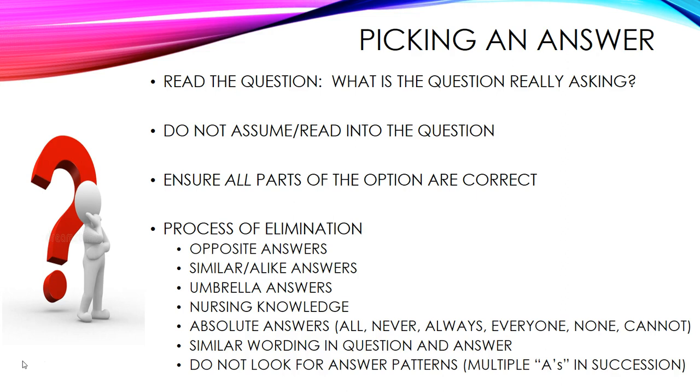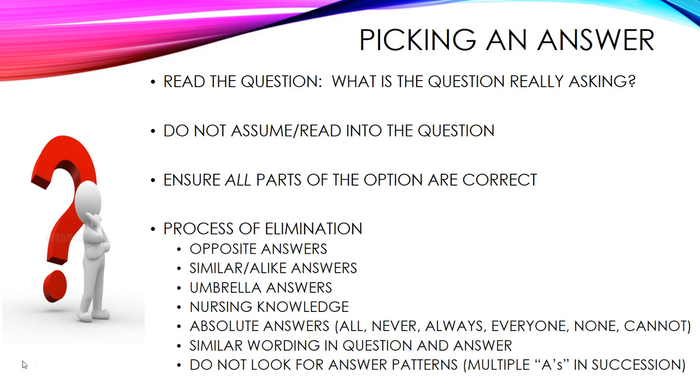Another important part is to ensure all parts of the option are correct. If you have a question where it gives you, for instance, 2 symptoms with each answer, make sure they're both correct. Don't just immediately see, oh, tachycardia, I know happens with shock, so I'm going to pick that one. But if it's tachycardia and hypertension, the answer's incorrect because you would have hypotension in that case. So make sure that if it gives you multiple portions in the same answer, all of it is correct and not just part of it.